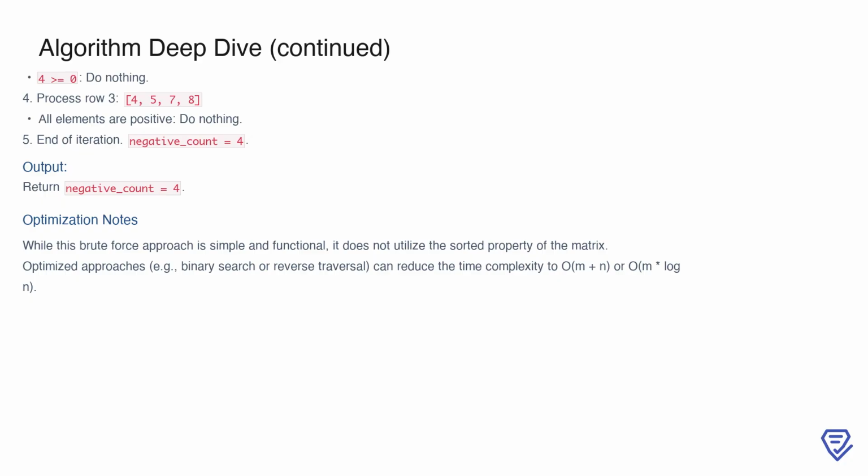While this brute force approach is straightforward and ensures correctness, it doesn't utilize the sorted property of the matrix. Optimized algorithms, such as those that use binary search or reverse traversal, can significantly reduce the time complexity to O(m+n) or O(m*log n), making them more efficient for larger matrices. These methods avoid redundant checks and take advantage of the structure of the data to achieve faster results.